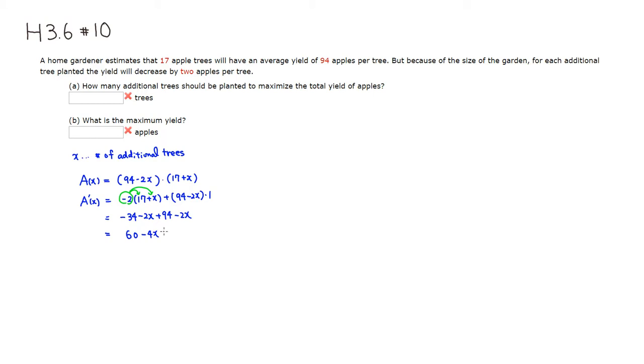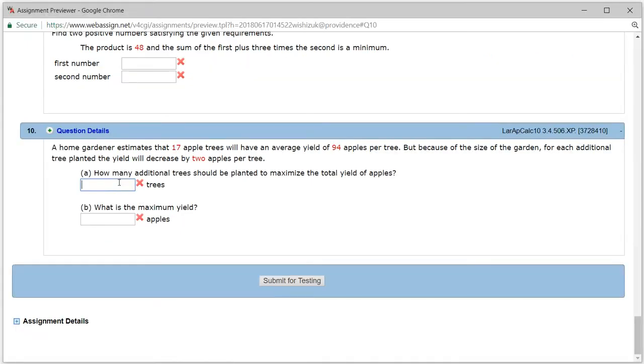We set that equal to 0 to find the critical number. So 60 minus 4x equals 0. Subtracting 60 from both sides, negative 4x is equal to negative 60. Then dividing through by negative 4, we have x equal to 15. So 15 additional trees would be ideal, and I'm going to say 15 additional trees.